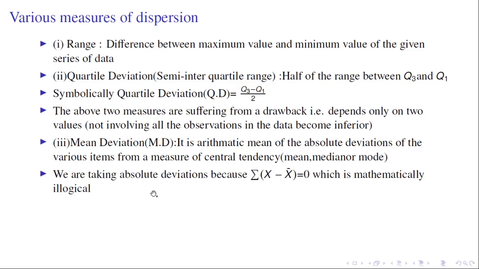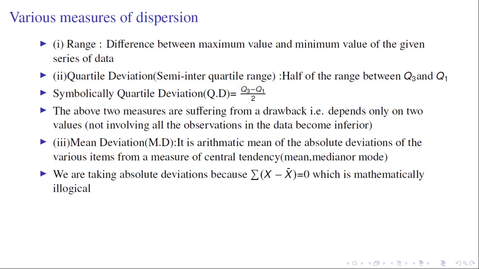We are taking absolute deviations because, look here, this is a property of mean. The sum of deviations taken from their arithmetic mean is 0. Sigma xi minus x bar is equal to 0. To get rid of this drawback only, we are taking absolute deviations, which is mathematically illogical. By taking absolute deviations, we are ignoring the sign.